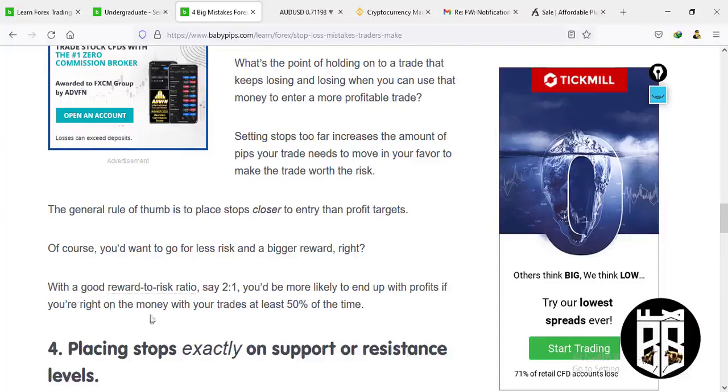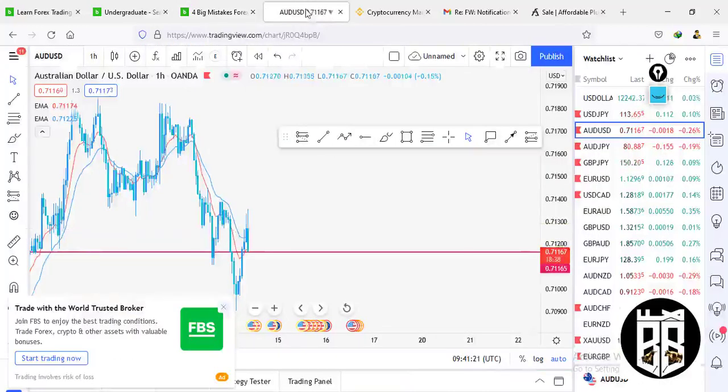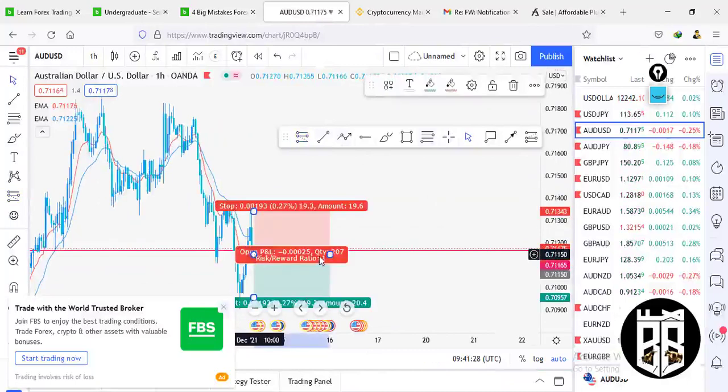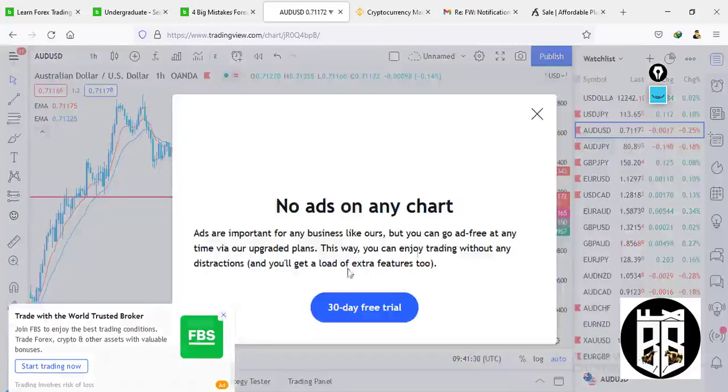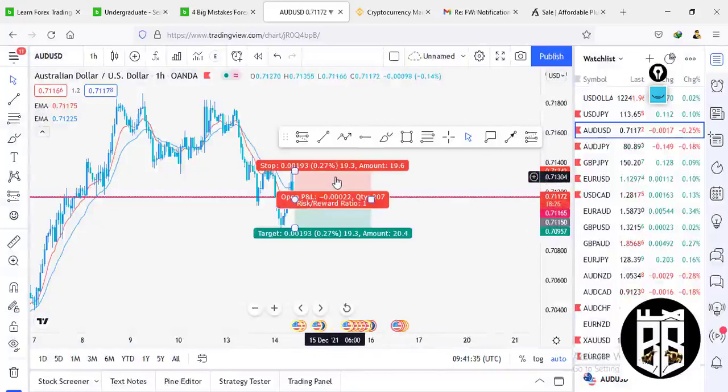So with a good risk to reward ratio of, say, 2 to 1, you'll likely end up with profits if you are right with your trades at least 50% of the time. So use a 1 to 2 risk to reward ratio or 1 to 3 risk to reward ratio. Let me give you a very quick example. Okay, so this is a trade. Let's say this is short. Let's say we sold AU right there. Now this is a 1 to 1 risk to reward ratio.